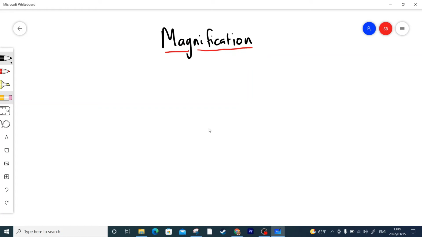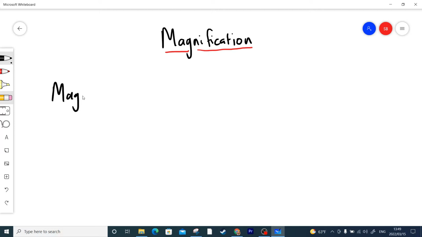Hello everyone and welcome to this magnification lesson. In this lesson we're going to learn everything about magnification, from the definitions to some problems that you might get in your IB biology exam. Great, so let's start straight off with the definition of magnification.